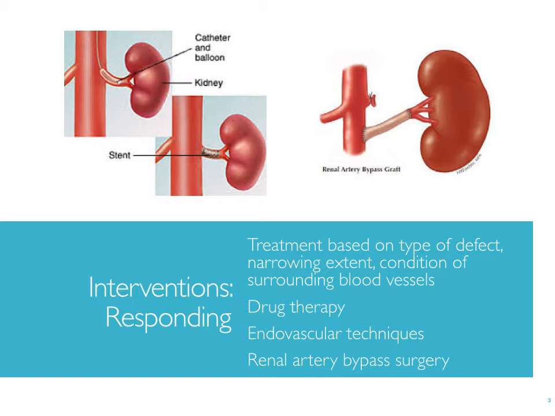So if you look at the picture that is on the left as you're looking at this screen, you'll see that they are doing a catheter and balloon angioplasty on this particular renal vein. And in the lower picture there, they've put in a stent to hold that vessel open so that that narrowing no longer exists.